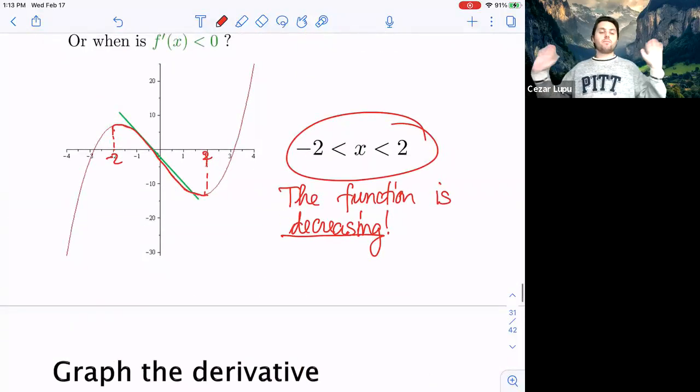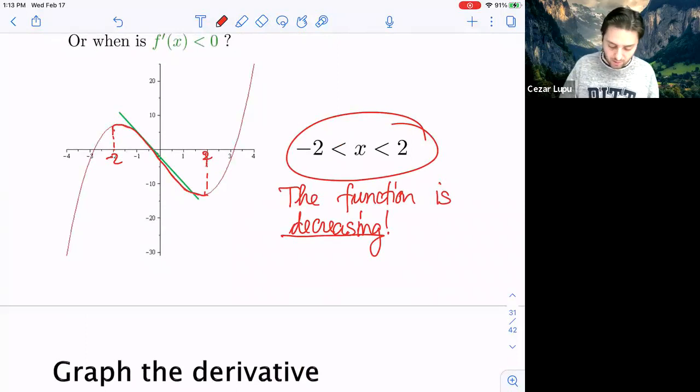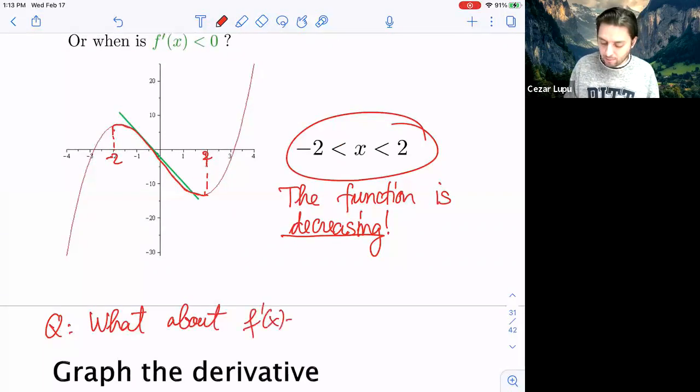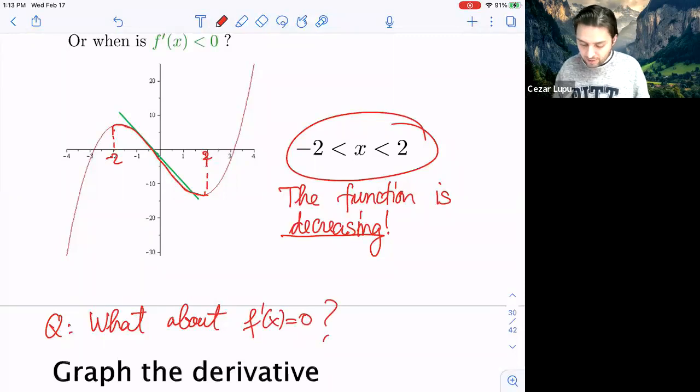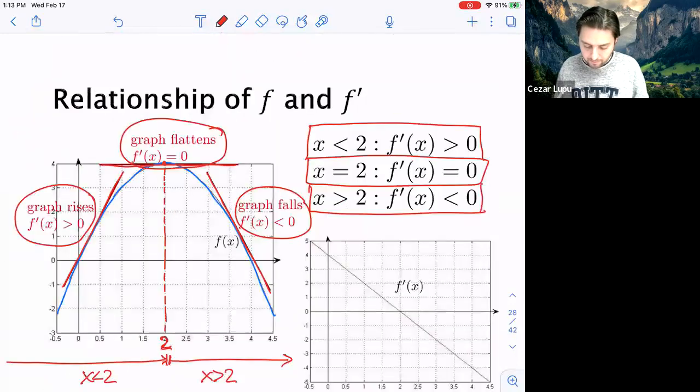But the question is now, what about all the points for which the derivative is 0? We have seen what happens with the derivative positive. We have seen what happens with the derivative negative. But what about with derivative 0? Because as we have seen previously, the graph flattens as well. It's not just going to rise or fall. It can also flatten. So what happens when the graph flattens?